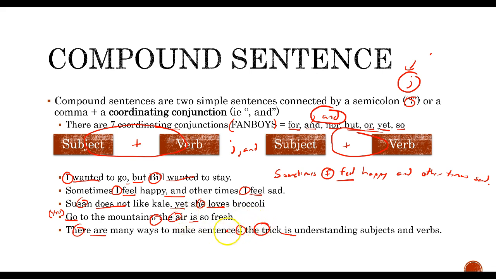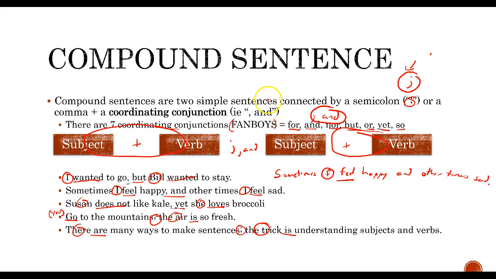This one's pretty good too. These two ideas are very closely related. There are many ways to make sentences. The trick is understanding subjects and verbs. It's almost like a continuation of the thought. That's a good use for a semicolon. So that's the idea of the compound sentence. Two simple sentences connected by a semicolon or a comma and a coordinating conjunction, such as any of the FANBOYS conjunctions: for, and, nor, but, or, yet, so.